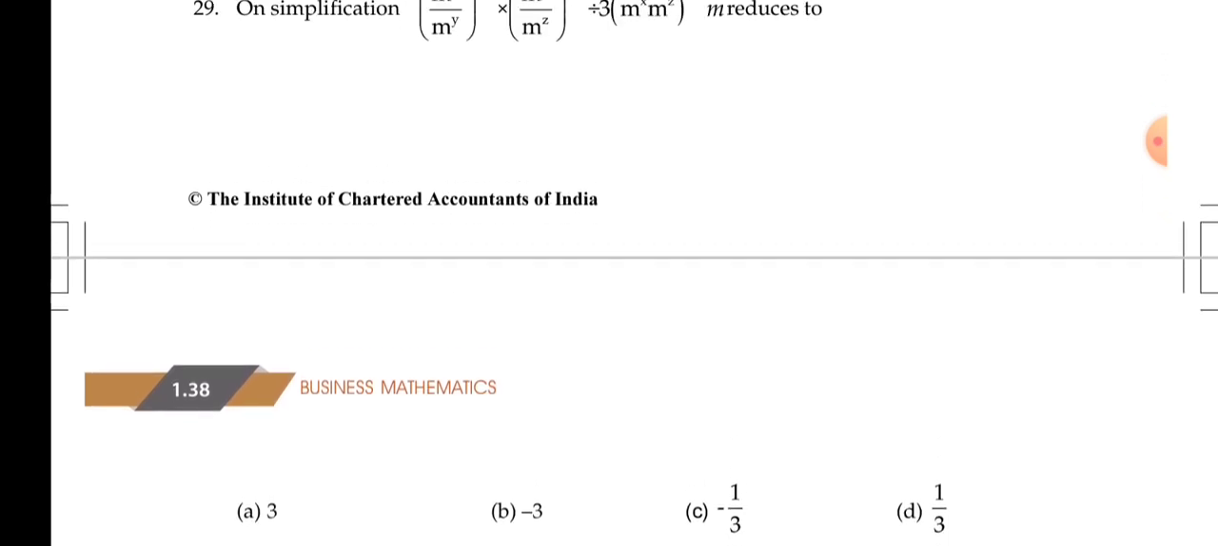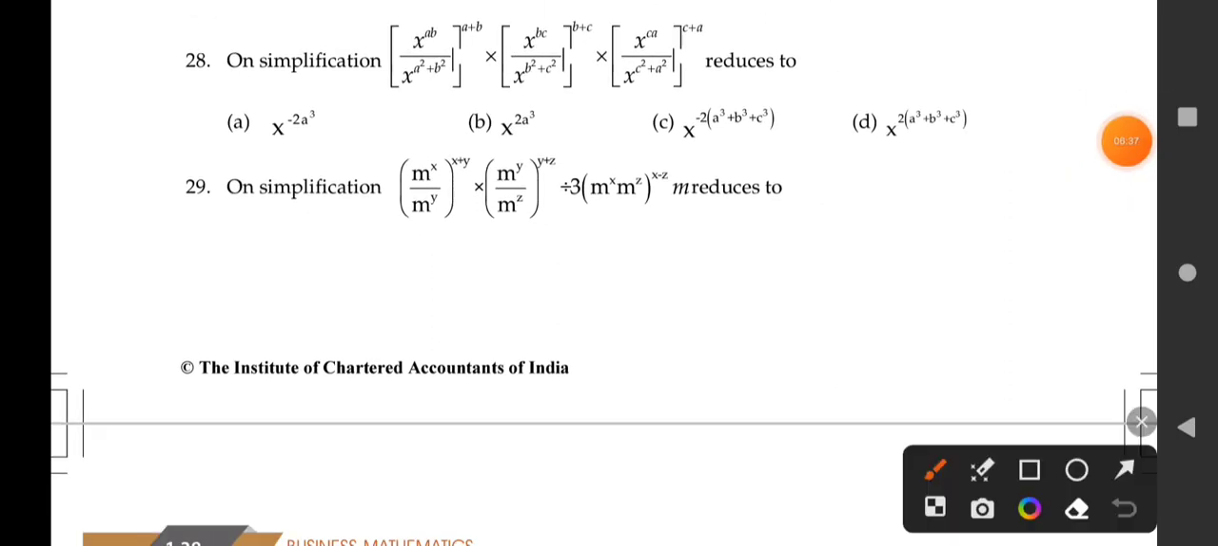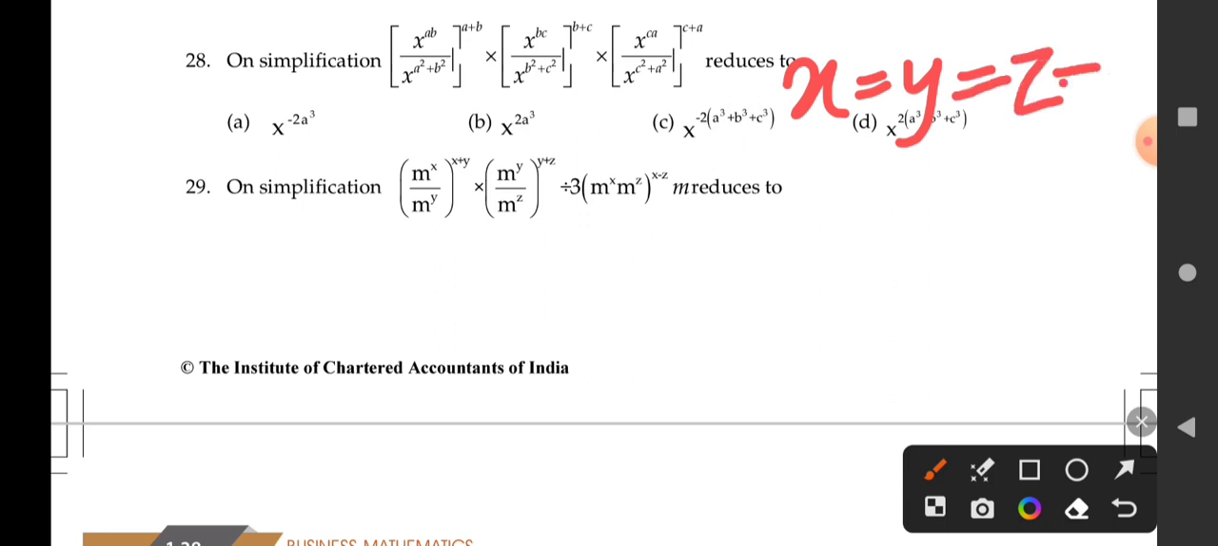Just take a look at the options. These are given in numericals. So again, we have to assume some numbers. Even if we don't assume, we will still get the answer. Okay. So let us assume x equals y equals z equals 1.